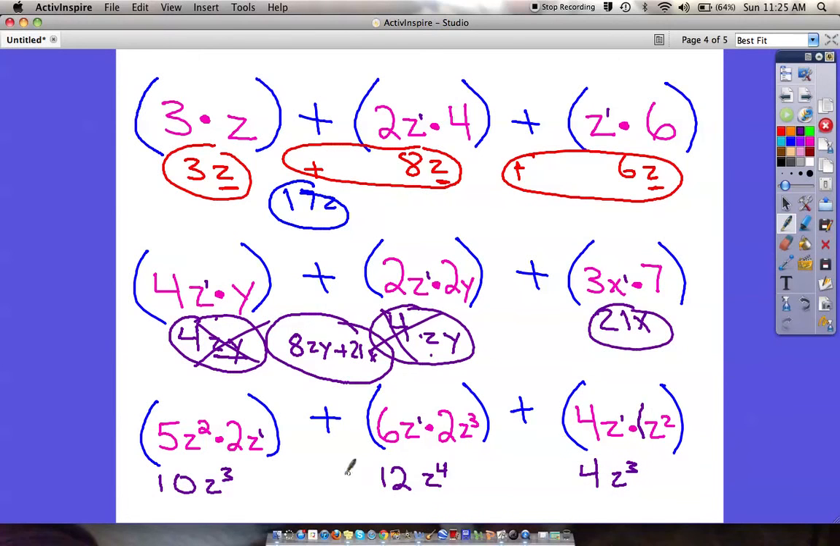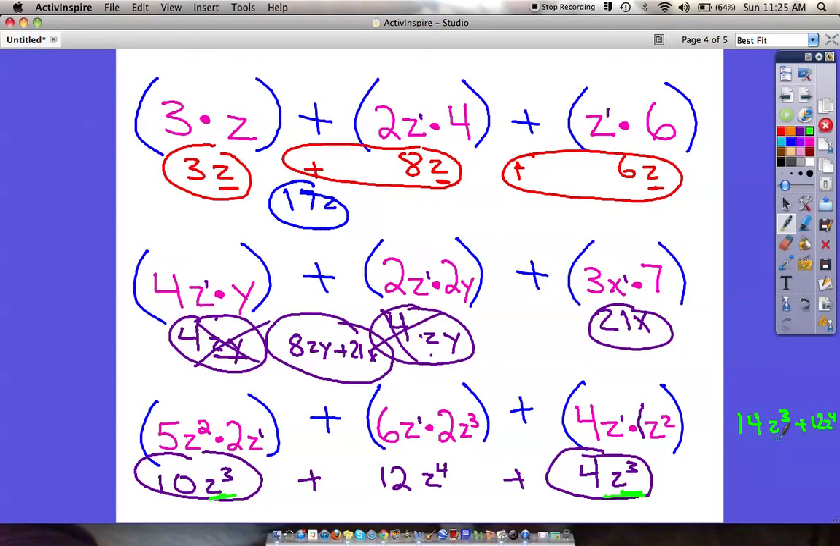So now when I look to combine these together, they're all positive. Looks like I have 10z to the third and 4z to the third. Those will go together for sure. Those will go together to make 14z to the third power because they both have the same label at the bottom. Now, my last one's kind of the oddball because I can't put it with anything. So it's going to be 14z to the third power plus 12z to the fourth.